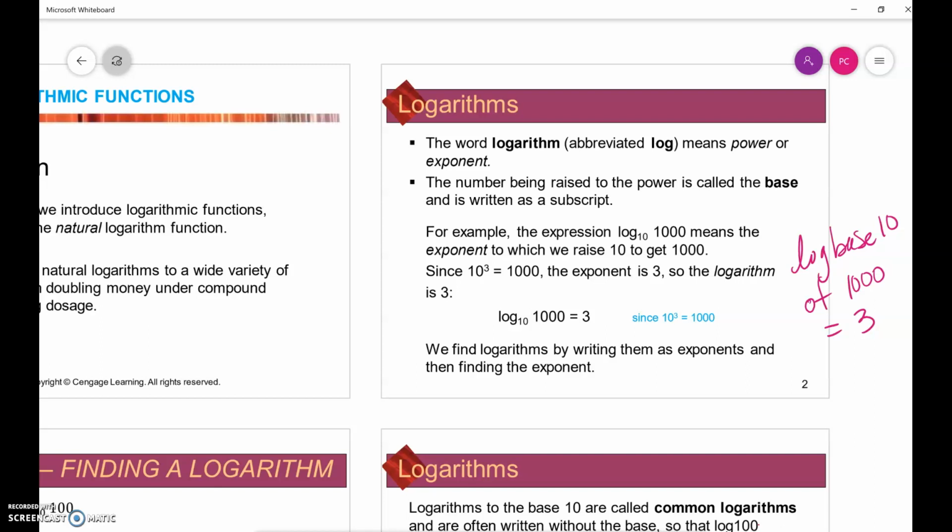So we're going to find any logarithm by writing them as exponents and then finding what that exponent is. So we'll be able to switch these over. Since log base 10 of 1,000 equals 3, we know that 10 to the third power equals 1,000. And we're going to be able to switch back and forth between the logarithmic and the exponential in order to solve problems. All right, let's keep going.